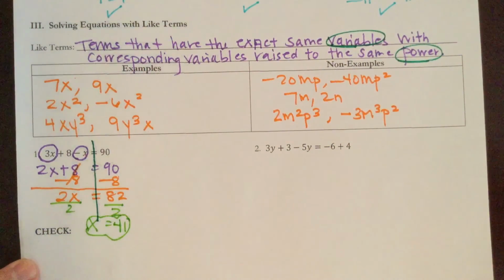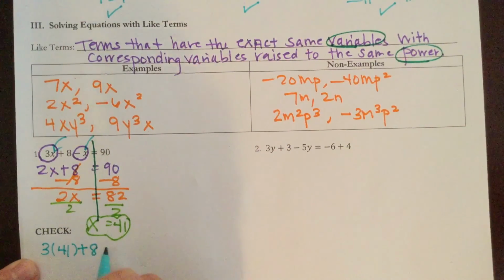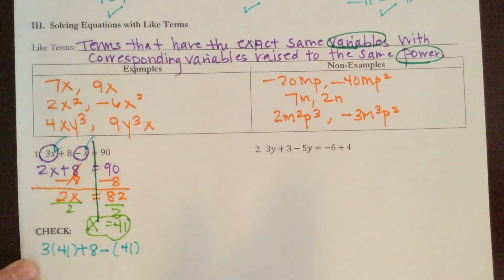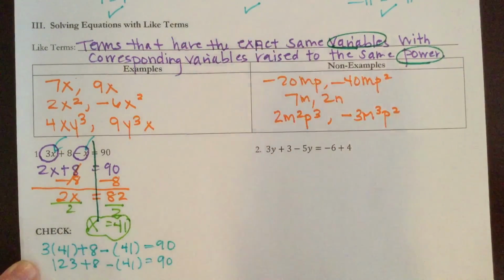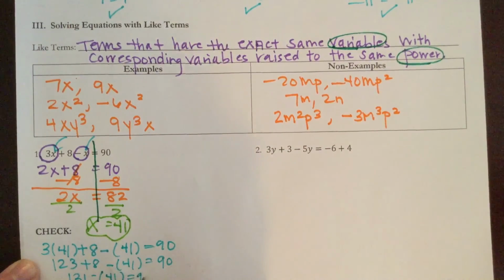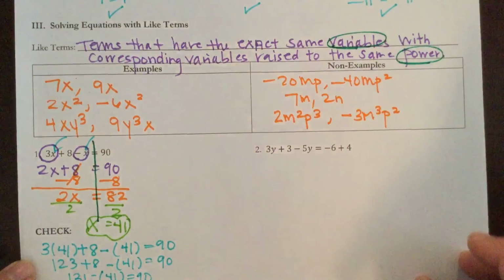Everywhere we see an x, we are going to plug in a 41. So here and again there. So 3 times 41 plus 8 minus the value of x is 41 should come out to be 90. 3 times 41 gives us 123. And then we'll add and subtract from left to right. 123 plus 8 gives us 131. And 131 minus 41 is in fact 90. And we check.